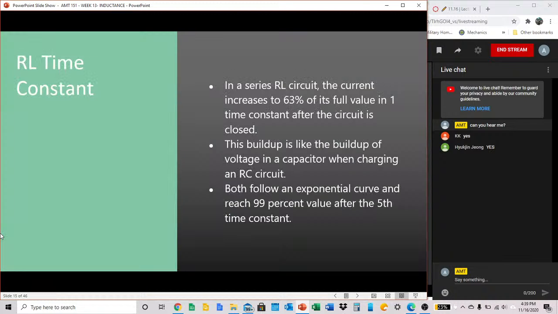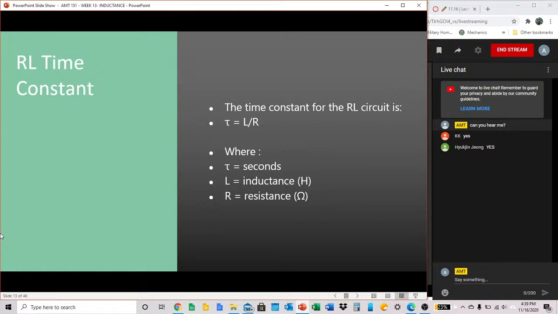Okay, so that's just a little bit of information on the RL time constant. You don't need to know a whole bunch of detail for that as far as the FAA is concerned. Just some further information on inductance and the RL time constant.